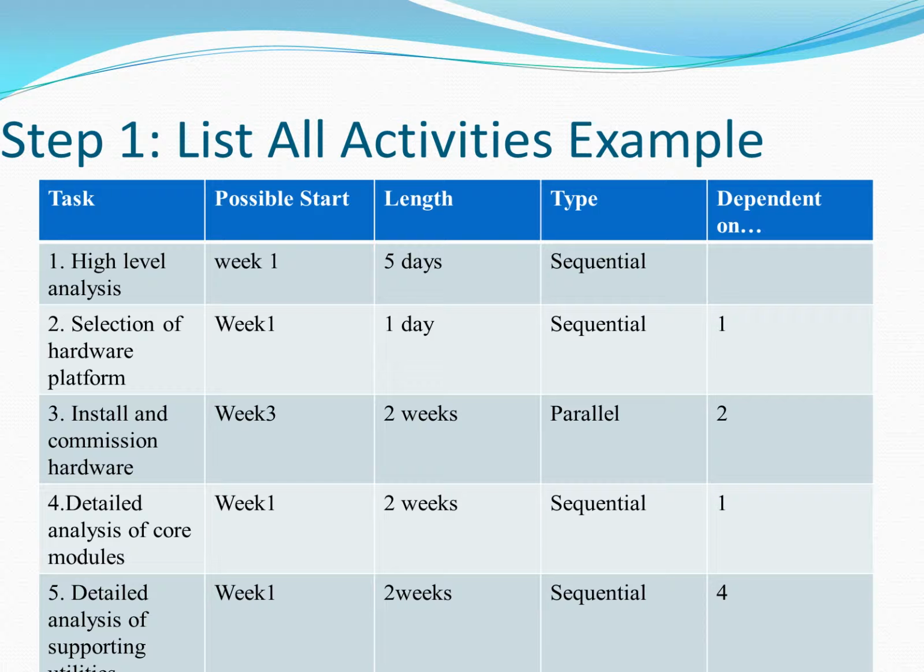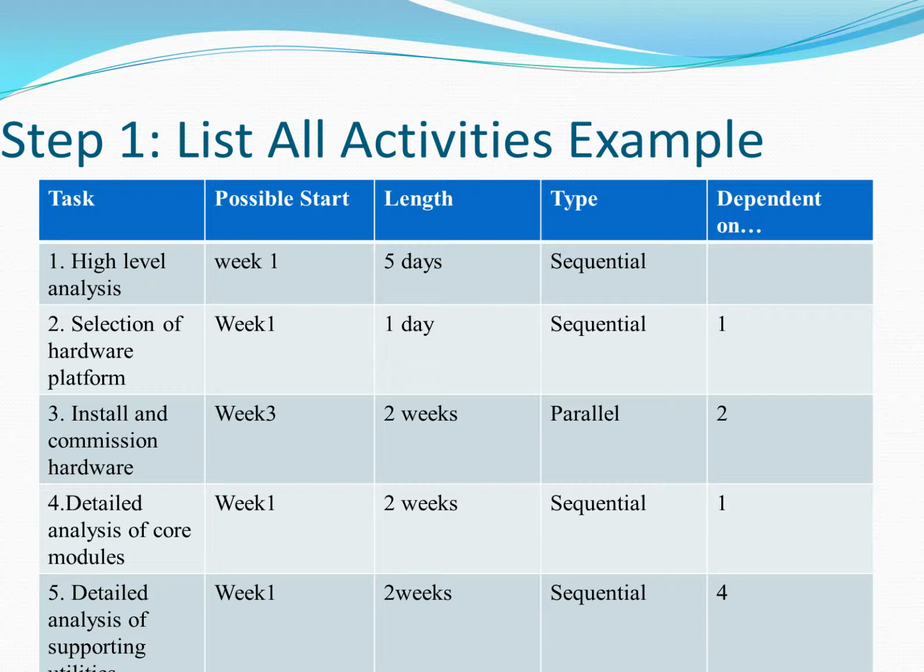I've got the possible start date of each task. I have the length of time that each task will take, and the type of task, and then if the task is dependent on something. So all of our tasks here that are dependent on something finishing, I've just noted what that task is. So task number 2 is parallel on task number 1 completing.